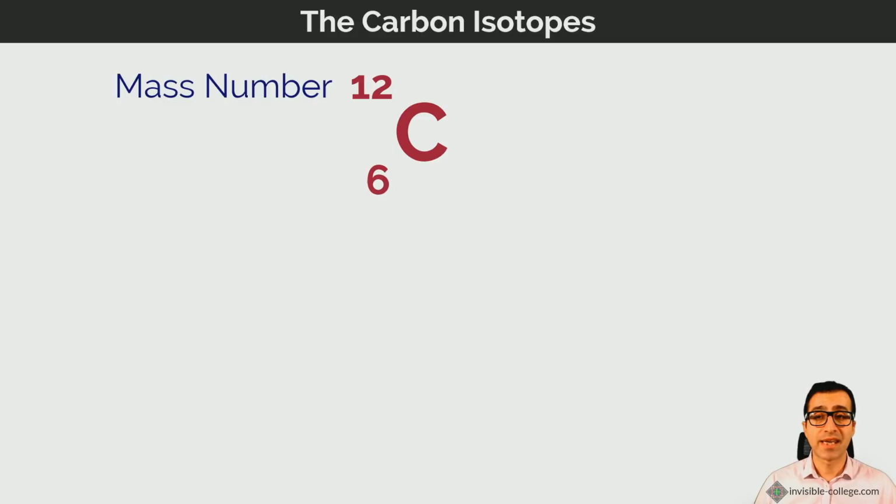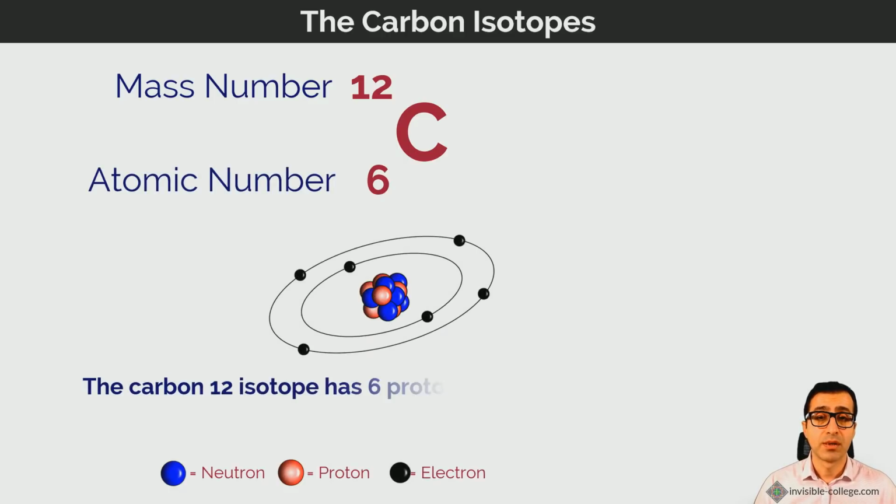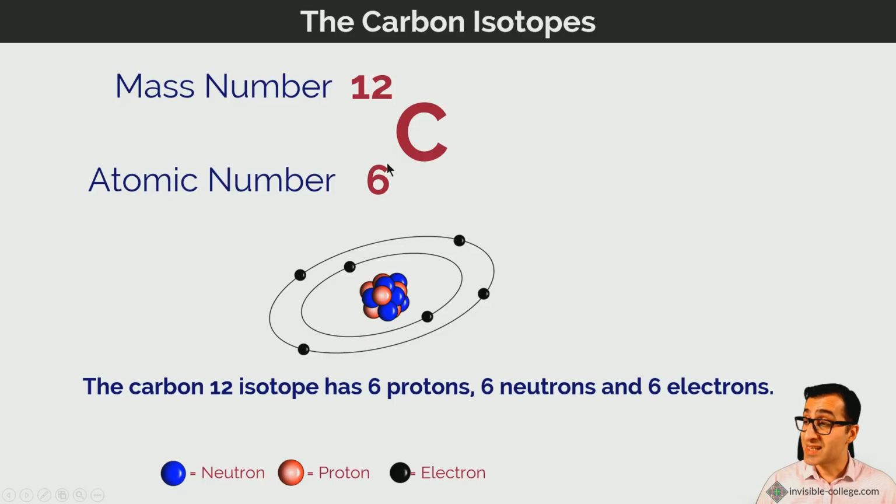So let's finish off now by taking a look at isotopes of carbon. Carbon-12 has a mass number of 12. It has 6 protons and 6 neutrons, and it has 6 electrons in an unbonded atom of carbon. And this would be the same in any other isotope of carbon.